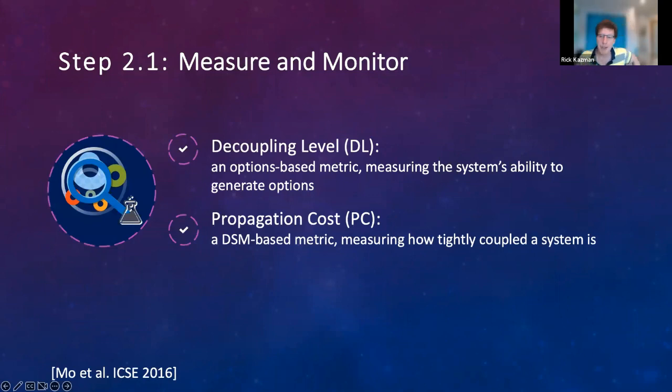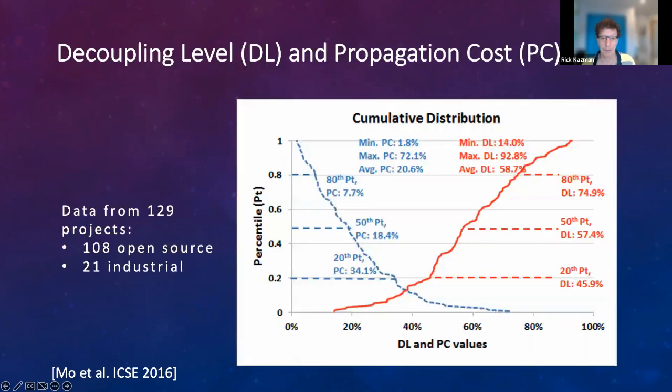One way that we measure and monitor architectures is via metrics. So there are a couple of metrics that we measure: decoupling level and propagation cost. And these are architecture-wide metrics where a single number is reflecting the complexity of your architecture, how tightly coupled it is. All other things being equal, you prefer a more decoupled metric. So I'll talk about the first of those, the decoupling level metric.